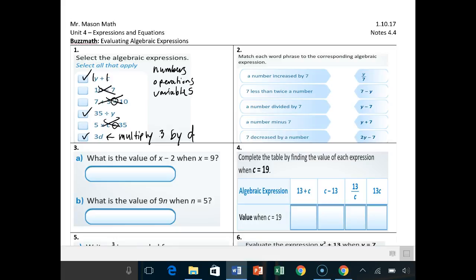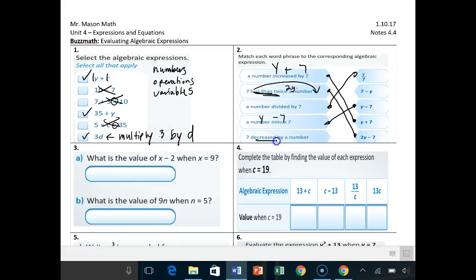Number 2, we've seen this before. A number increased by is just going to be n plus 7, or in this case they use y, so sorry about that. 7 less than, remember that key phrase, less than, moves that 7 to the end. Twice a number is just 2 times y basically, so 2y minus 7. A number divided by 7, that's pretty straightforward, that's y divided by 7. Number minus 7, that's just y minus 7, so that's this one.